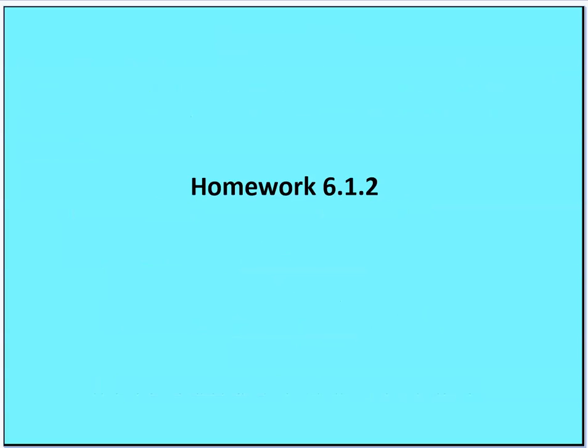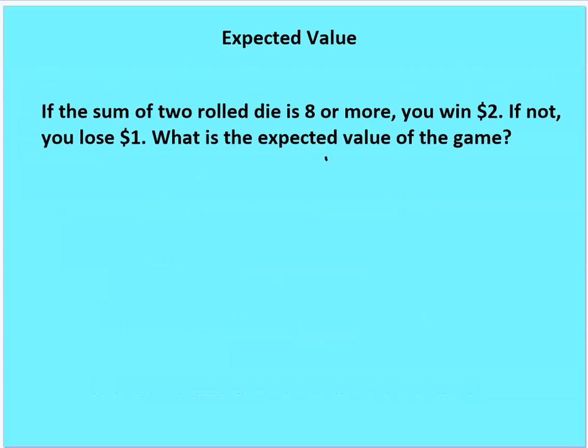All right, so this brings us to homework 6.1.2. If the sum of two rolled dice is 8 or more, you win $2. If not, you lose $1. What's the expected value of the game? All right, so I'm going to leave this up for a moment and let you figure out and write down these values, and then I'm going to move on.